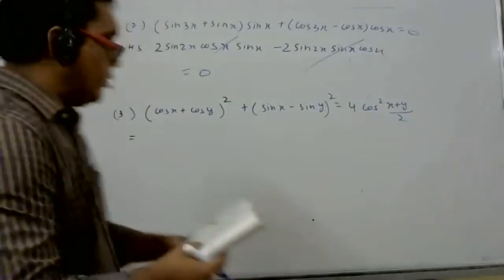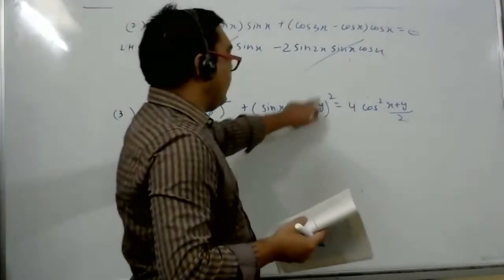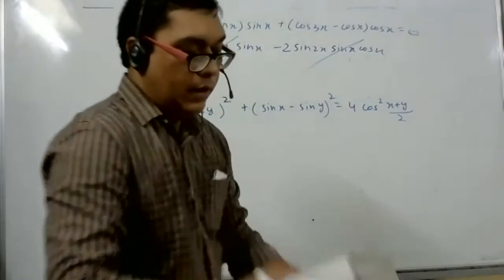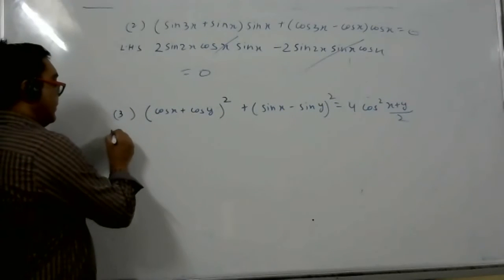So now let us do this sum. (cos x plus cos y) whole square plus (sin x minus sin y) whole square is equal to this one. Now tell me how to do. What we can do? Tell me. Left hand side.